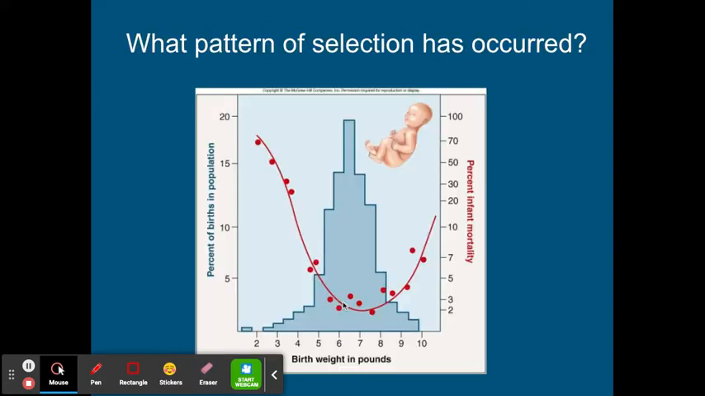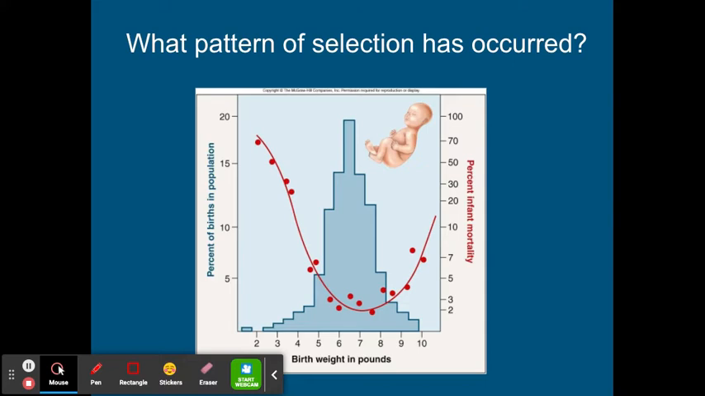Right. All right, go ahead. So what type or what pattern of natural selection would be occurring here based on the three that we just talked about? We want you to answer this on your note sheet. We're going to give you a second before we answer it.